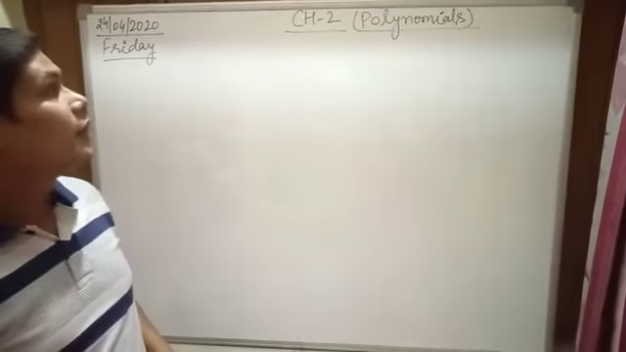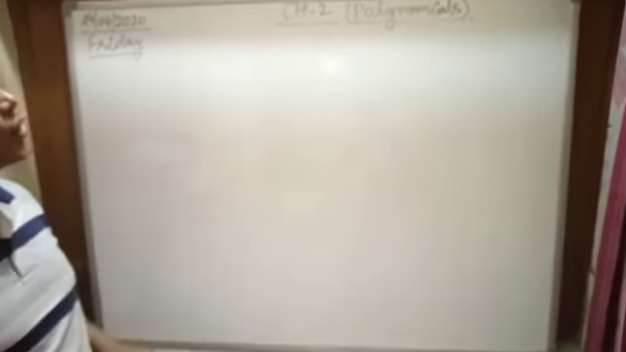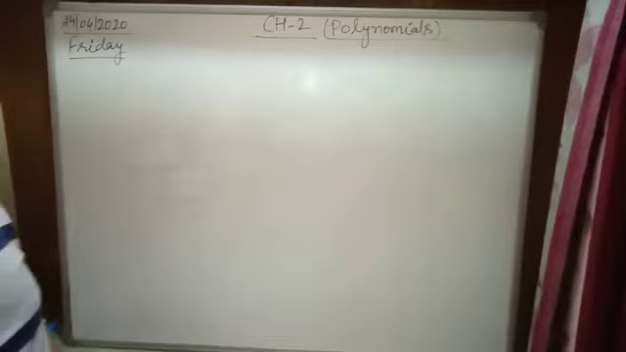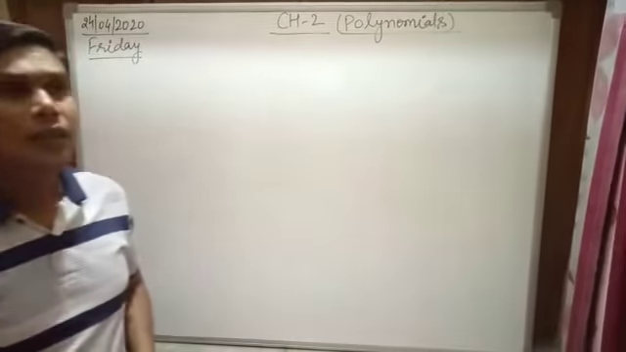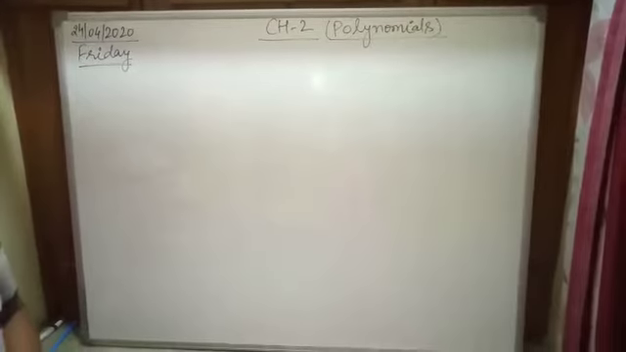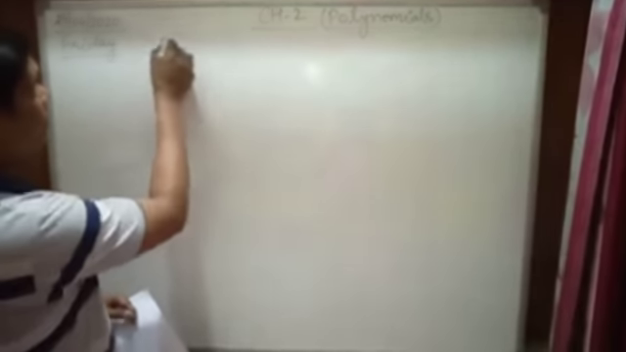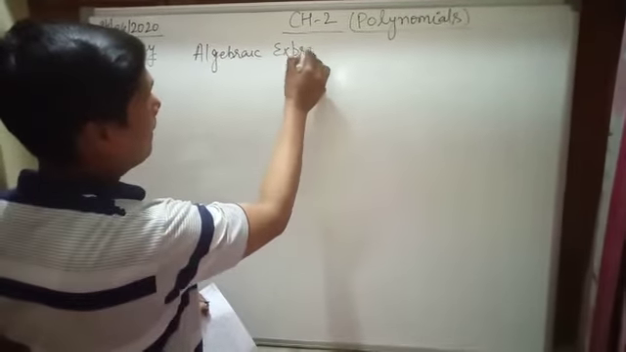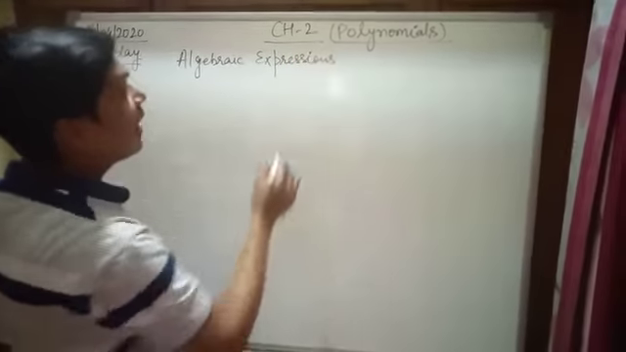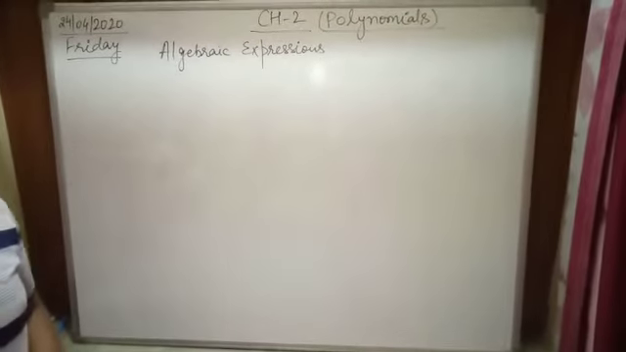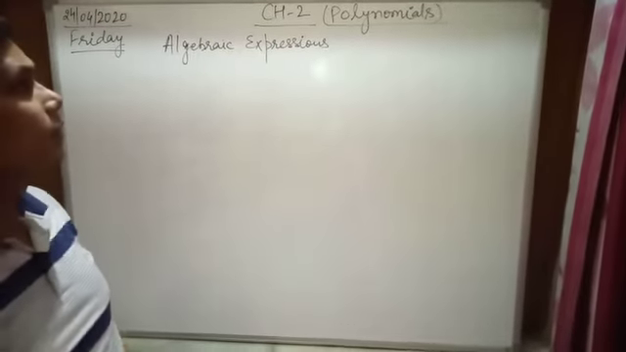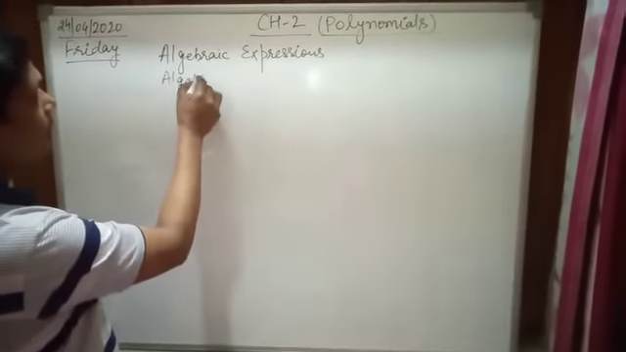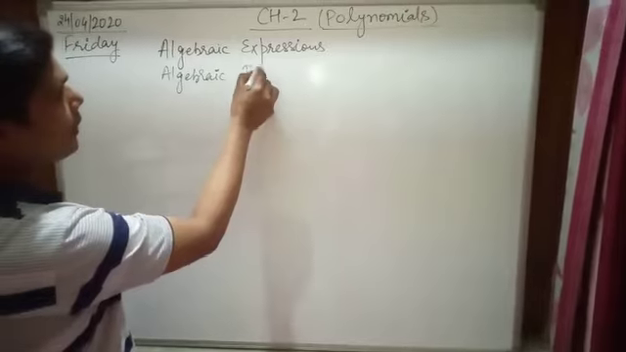Hello students, today we will discuss chapter 2. The topic is polynomial. Now we will learn what polynomials are. In the earlier classes we have learned algebraic expressions, additions, multiplication, subtraction, division. We have already learned about the algebraic identities. Everybody knows about the algebraic identities.